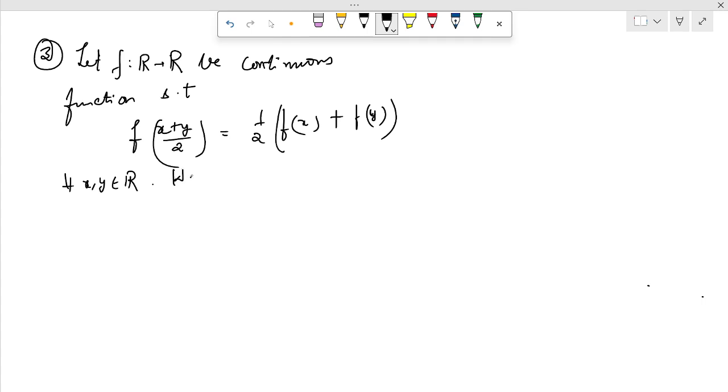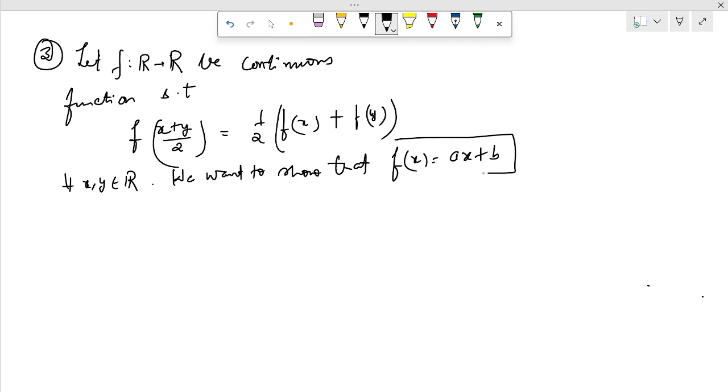So we want to show that a linear function is the solution for such kind of functional equation. So a linear solution of the form ax plus b will form the solution for such kind of functional equation. So let's see how it goes.